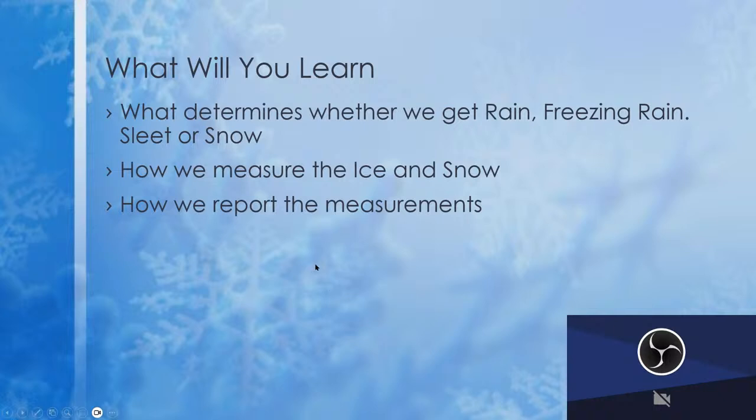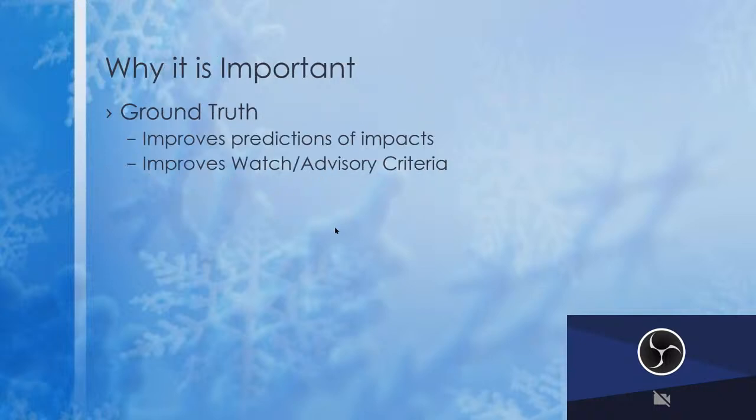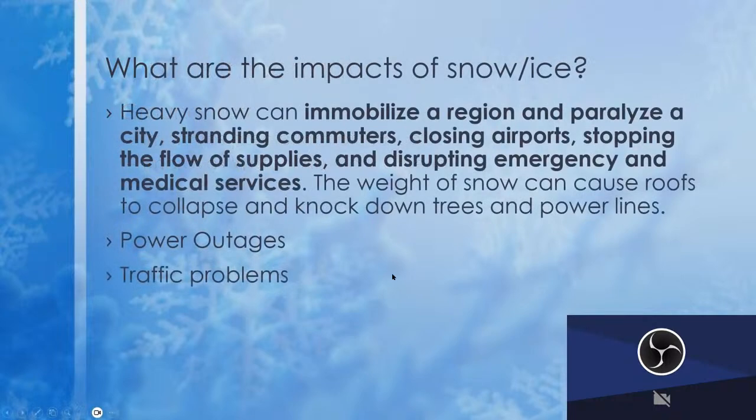I hope to teach you what determines whether we get rain, freezing rain, sleet, or snow, how we measure the ice and snow, and how we report those measurements to the National Weather Service. It's important to the Weather Service because we do provide the ground truth to them. It helps them improve predictions of impacts to the public and improves their watch, warning, or advisory criteria as they get those reports in.